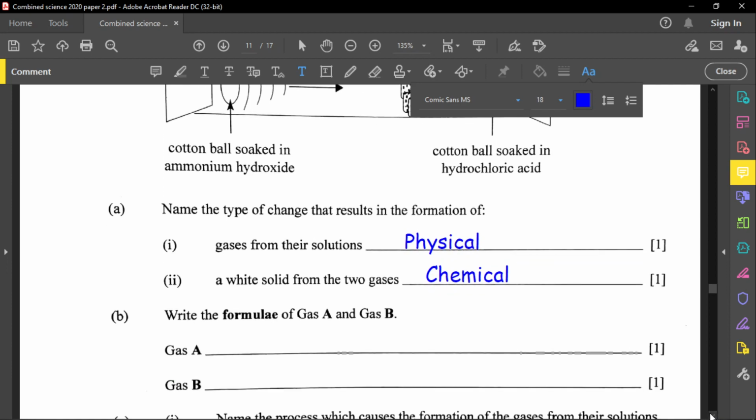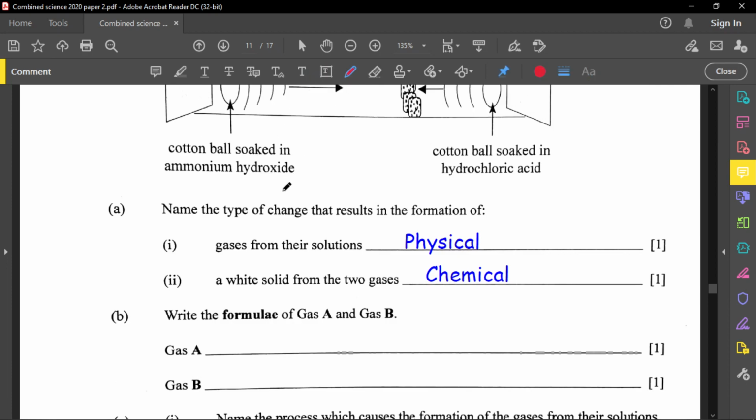It says write the formula for gas A. Gas A, which is here, it is ammonium hydroxide. Let's draw that in. So ammonium hydroxide is NH4OH.